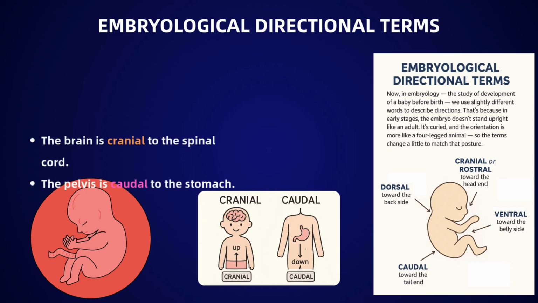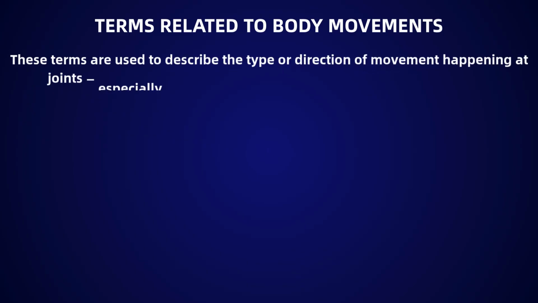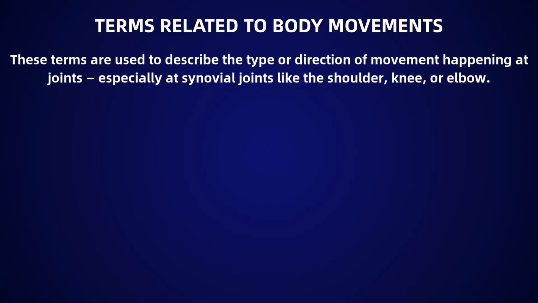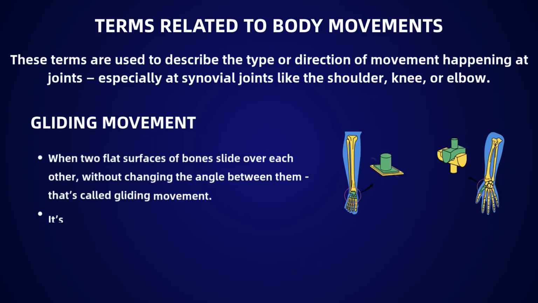Okay, observe the directions. Let's talk about the terms related to body movement. Now that we can describe where things are, let's talk about how they move. These terms are used to describe the type or direction of movement happening at joints, especially at synovial joints like the shoulder, knee or elbow. First one, gliding movement. Gliding movement is when two flat surfaces slide over each other without changing the angle between them. That is called gliding. It's a smooth sliding action.